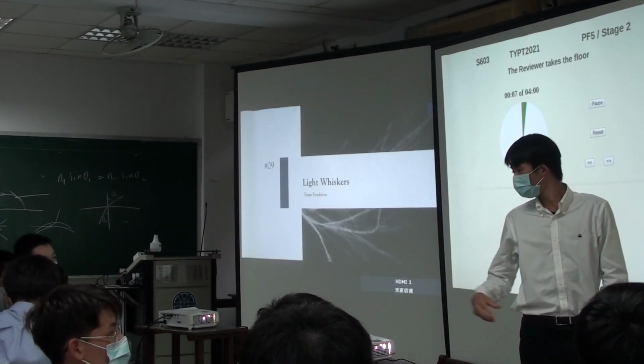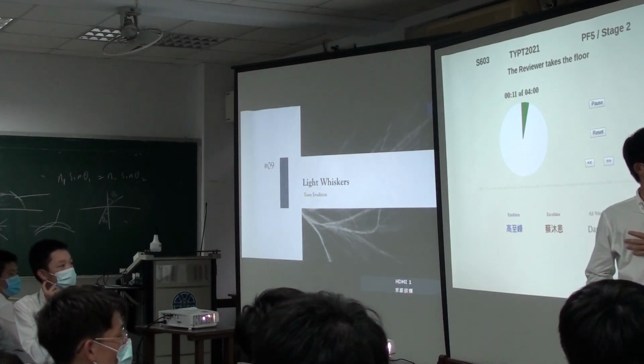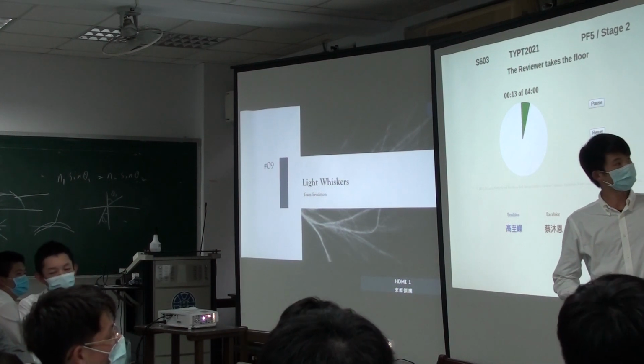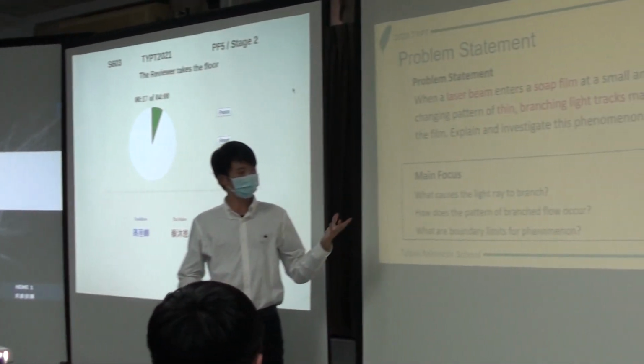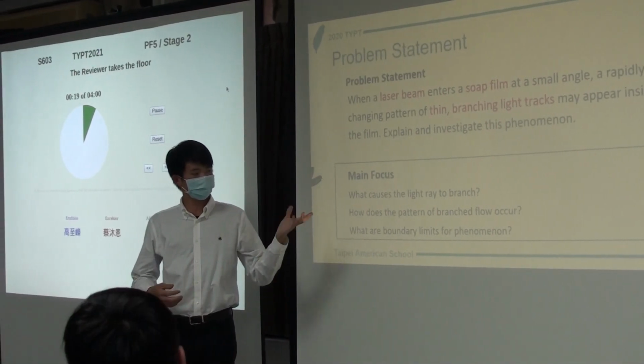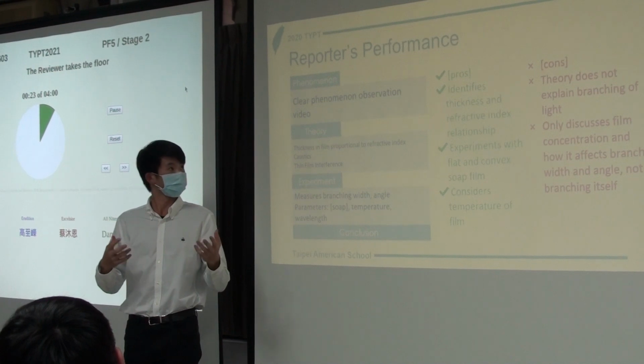Okay. First slide. So I am Danny from the All-Nighters, and I'm here to review number 9, light clusters. So this is the problem statement, and these are my main focuses. What causes the light ray to branch? How does the pattern of branch flow occur? And also, what are the boundary limits for the phenomenon?